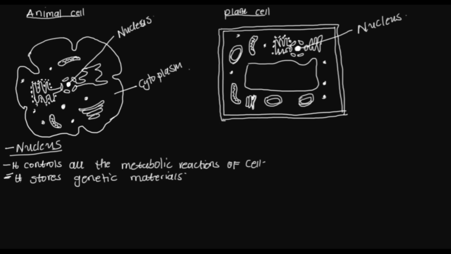Now, this is just a fluid. It is a fluid where the organelles are suspended. So, the first thing we can look at is to define what a cytoplasm is. The cytoplasm is just a jelly-like transparent substance. It consists mainly of water, organic and inorganic substances.